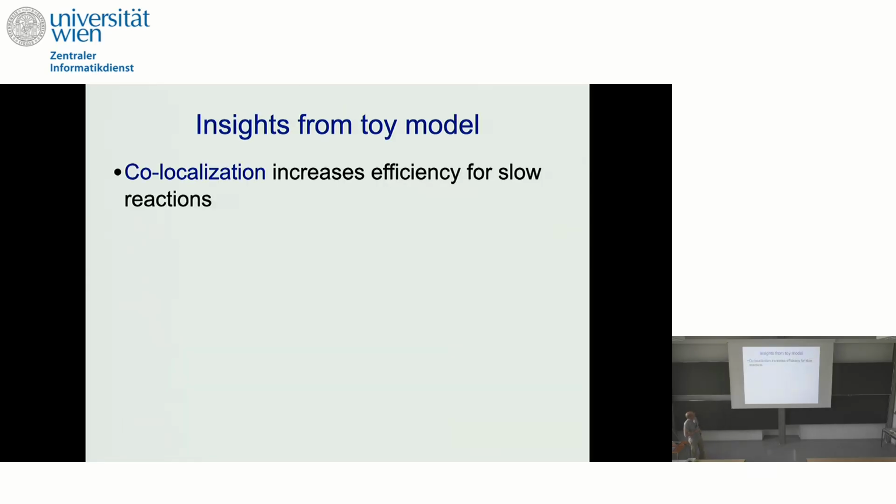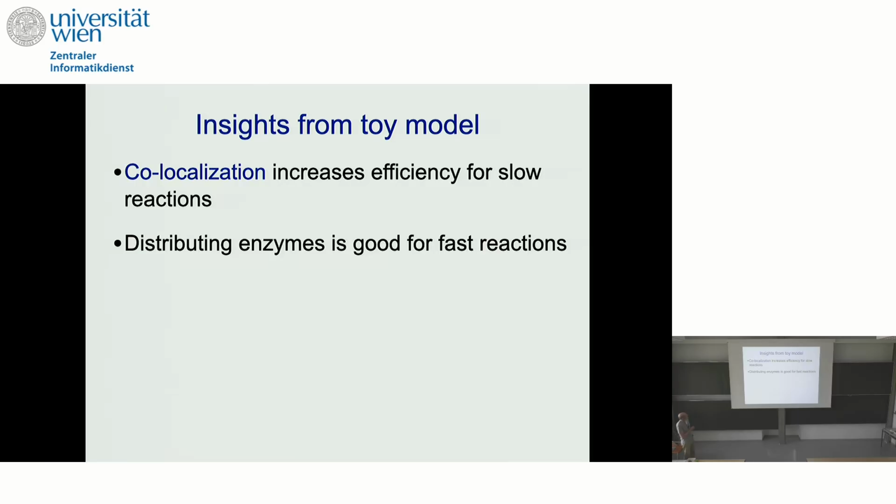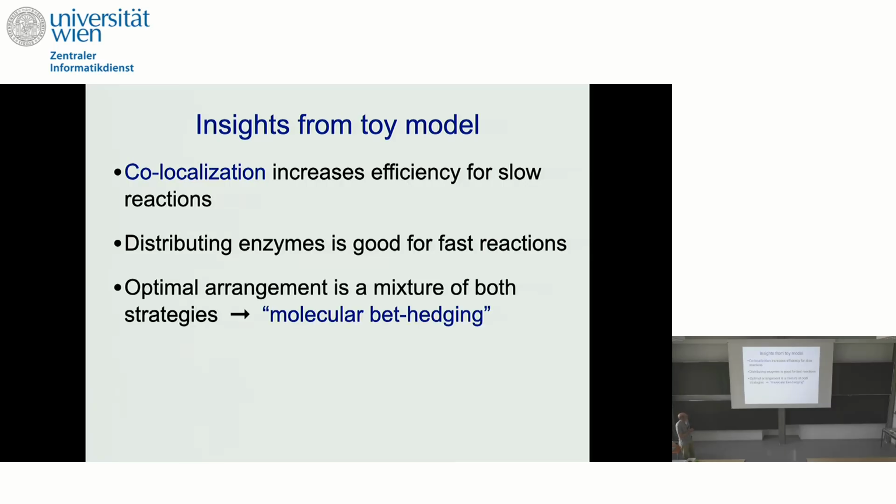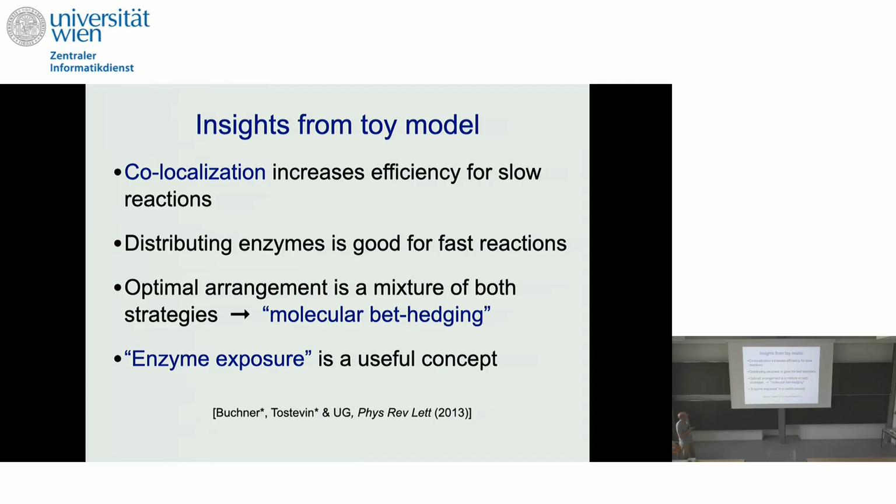But I want to, so basically the insights from that toy model are that co-localization of enzymes increases the efficiency for slow reactions. Distributing enzymes is good for fast reactions. The optimal arrangement is a mixture of both strategies, which is molecular bet-hedging. And this enzyme exposure is useful to understand this.